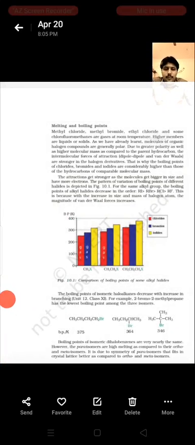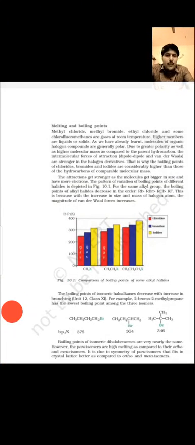Now students, after this preparation part, the next topic is physical properties. In physical properties, the first topic is melting and boiling point. See how the melting and boiling points are going to increase or decrease for different alkyl halides. Based on that, there are some categories, some variation.